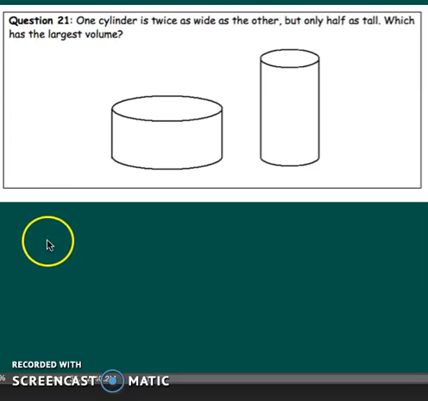In this question, we have to be creative and come up with our own measurements that are based on the descriptions in this question. The first cylinder is twice as wide as the second one. So let's take that in for a second. So this cylinder here has a particular width, like that, and then the other cylinder has a width like that.